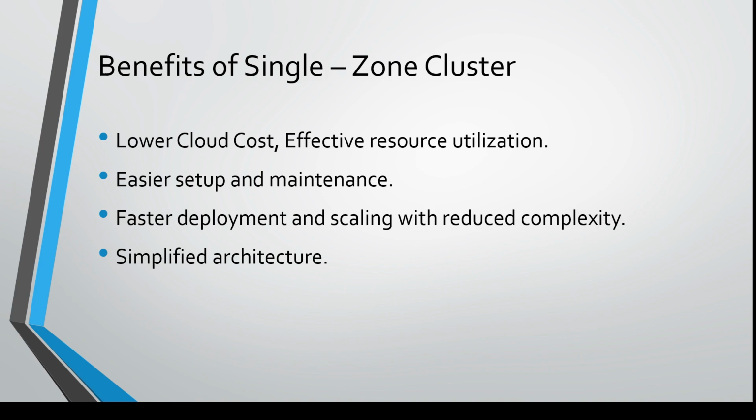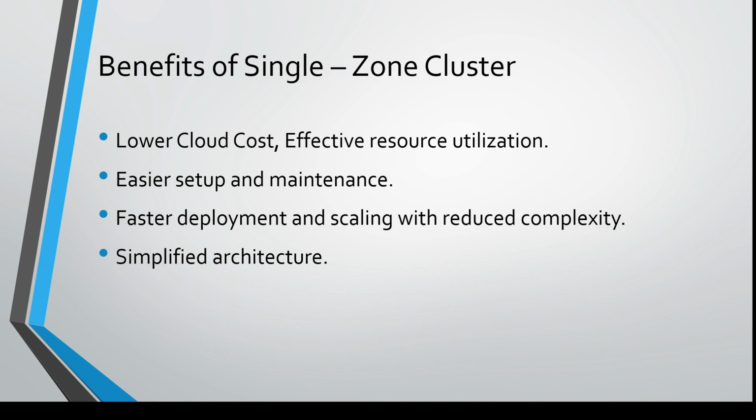It's reduced complexity, right? Because you are handling only one zone as part of the node pool. You are not having node pools across zones, and you don't have to make sure you have a balanced spread of the nodes across the zones. Those additional overheads you are not encountering here. So that's what we mean by faster deployment and scaling with reduced complexity, right?